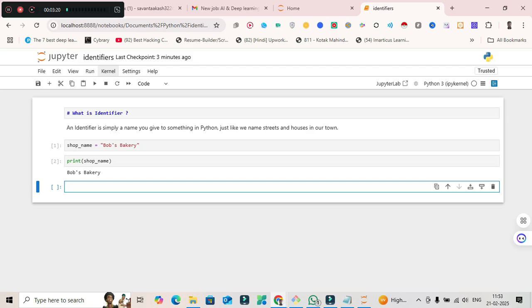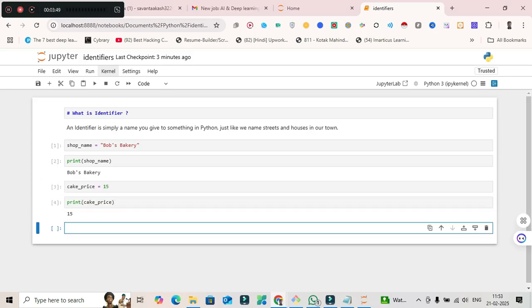So let's now set the price for a cake. So is it working or not, this convention, correct or not? Okay, so now it is printing. So these names make it easy to identify and use these values later. Okay, in the next section we'll try to understand the rules of naming in Pythonia.